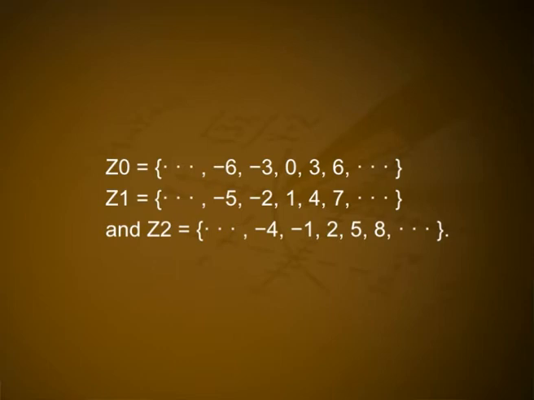minus 3, minus 6, etc. Z1 equals the set of all elements 1, 4, 7, etc., minus 2, minus 5, etc. And Z2 equals the set of all elements 2, 5, 8, etc., minus 1, minus 4, etc. Clearly, the 3 sets are pairwise disjoint and their union is the set of all integers.